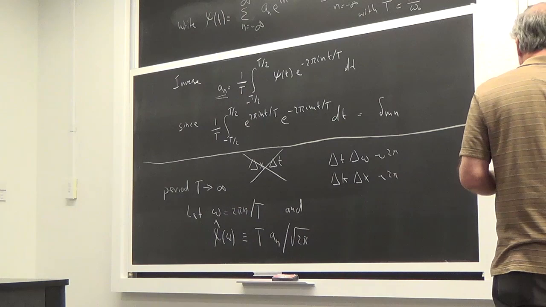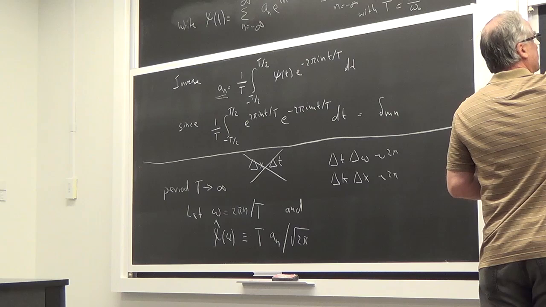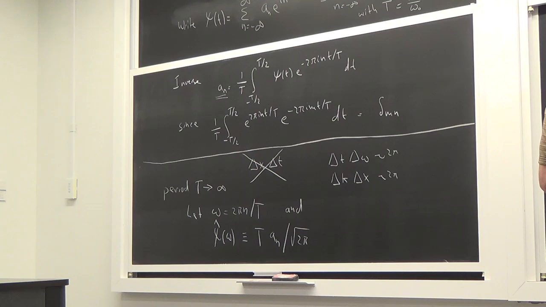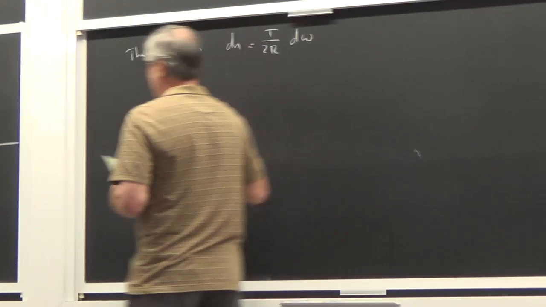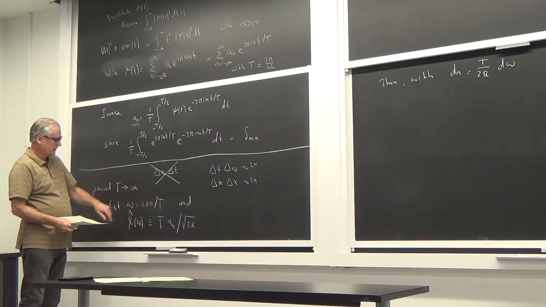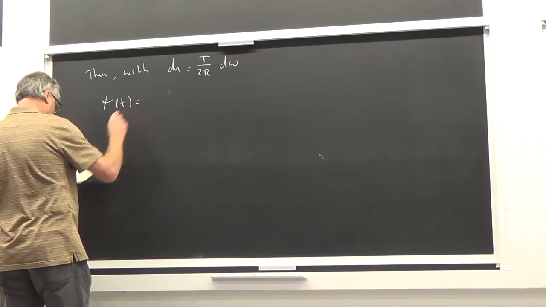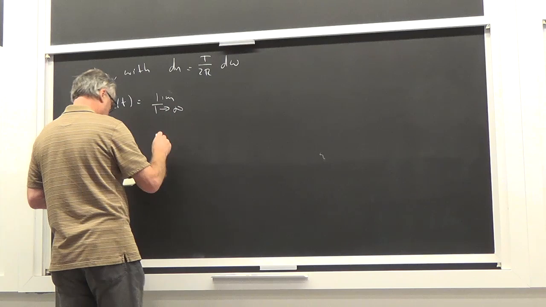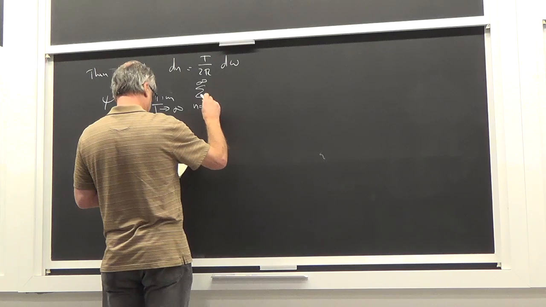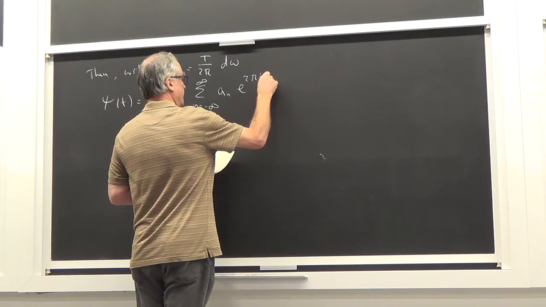Okay, so then I notice, first of all, that I can write d sub n is T over 2 pi times d omega. I'm going to write psi of t as the limit as T goes to infinity of my sum from n equals minus infinity to infinity of a sub n, which I'll rewrite, e to the 2 pi i n t over T.